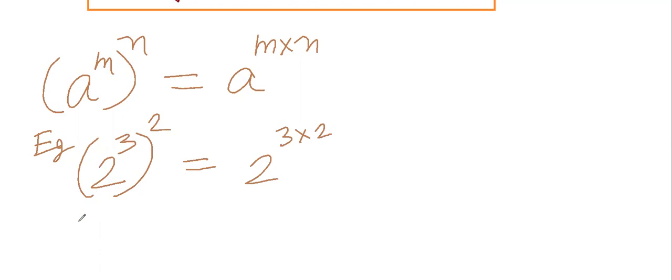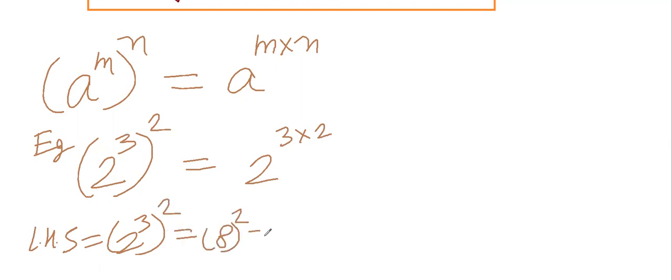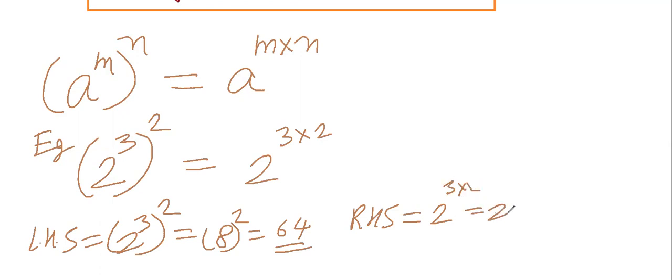Now my left hand side is 2 cube the whole square. 2 cube is 8, 8 square is 64. Now what is my right hand side? My right hand side is 2 to the power of 3 into 2, which is nothing but 2 to the power of 6. So I can write this as 6 times. When I multiply 3 and 2, I get 6, and when I multiply out, I will get 64 only. So what does that mean?